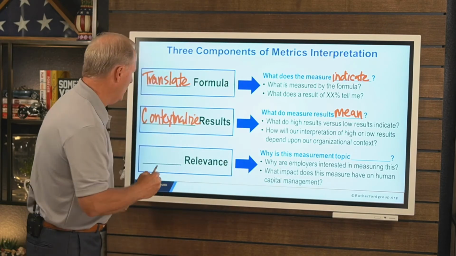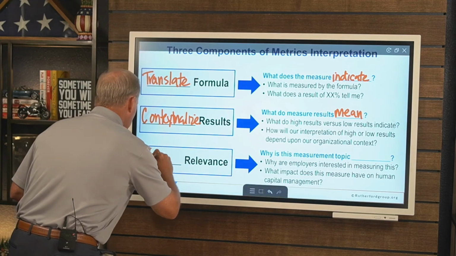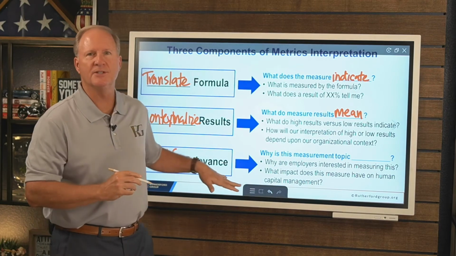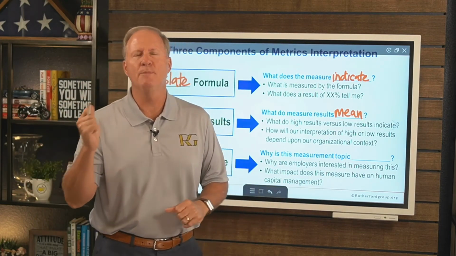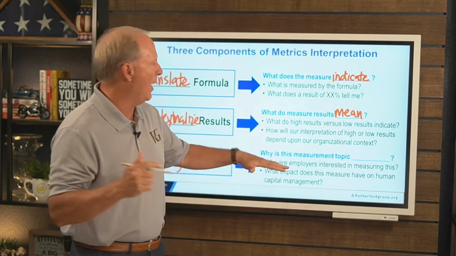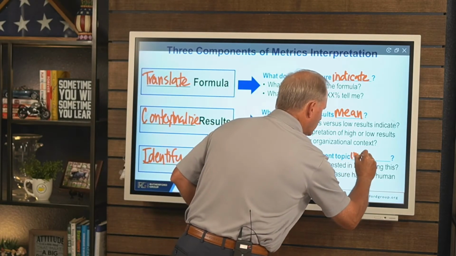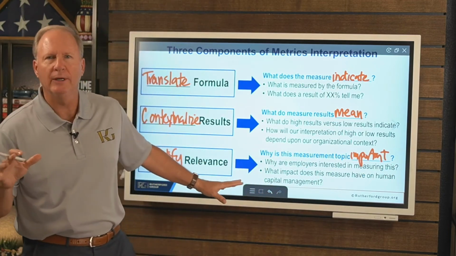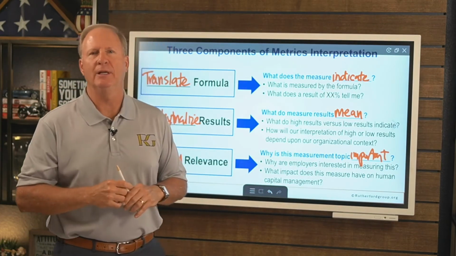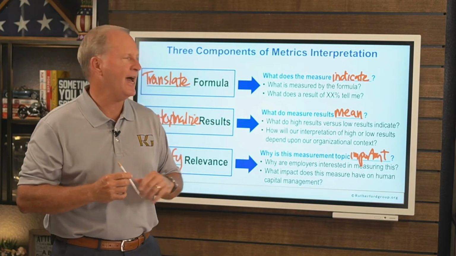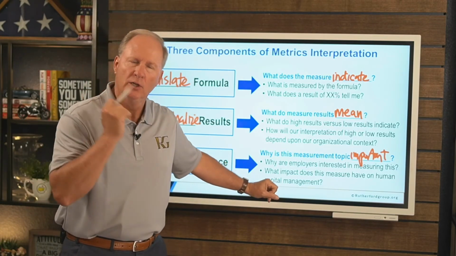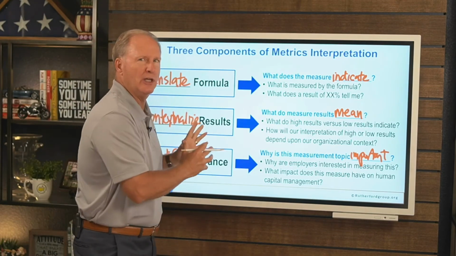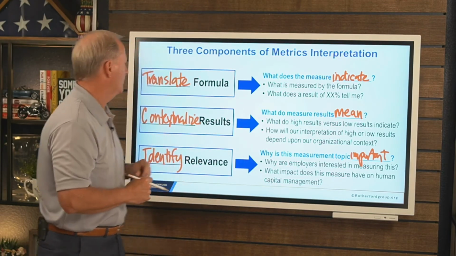Lastly, our third bullet point is we want to identify relevance. Okay? Why is this measurement topic important? So let me go over here and write in, important. Why are employers interested in measuring this? What impact does this measure have on human capital management? So these all are really those 3 components we want to look at when we're talking about interpretation.